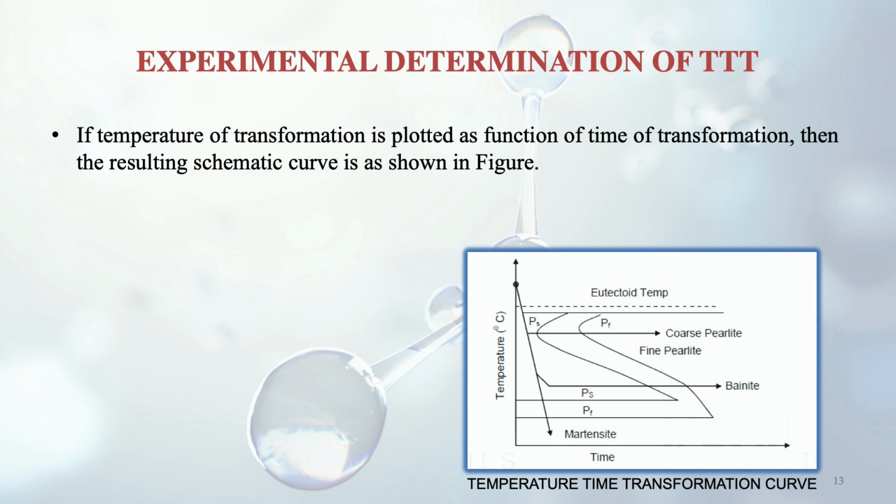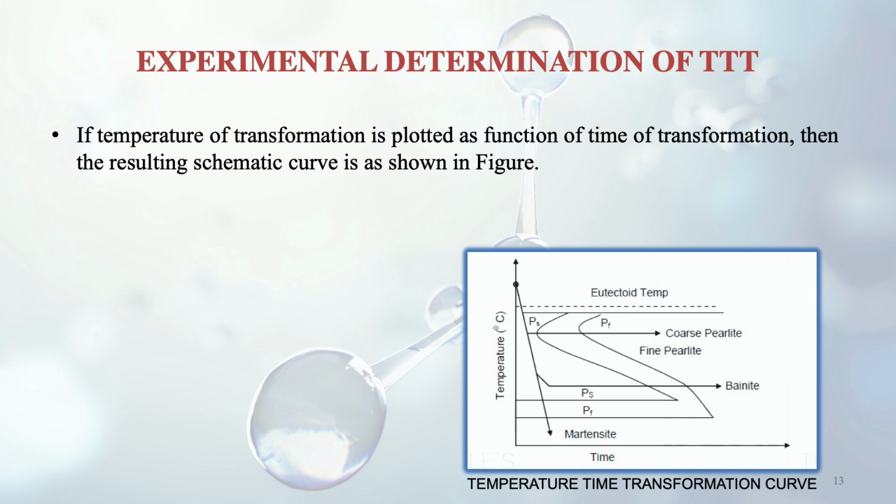So this is the whole scenario. There will be a neck in the graph, and in the beginning the time transformation diagram will start at a later time, and towards the end also it will start at a later time, but in the middle it starts earlier. That's why the neck comes in. So now we see that coarse pearlite is formed in the beginning, and finally when we move down in the graph, then we can see fine pearlite coming in, and further bainite is also there.